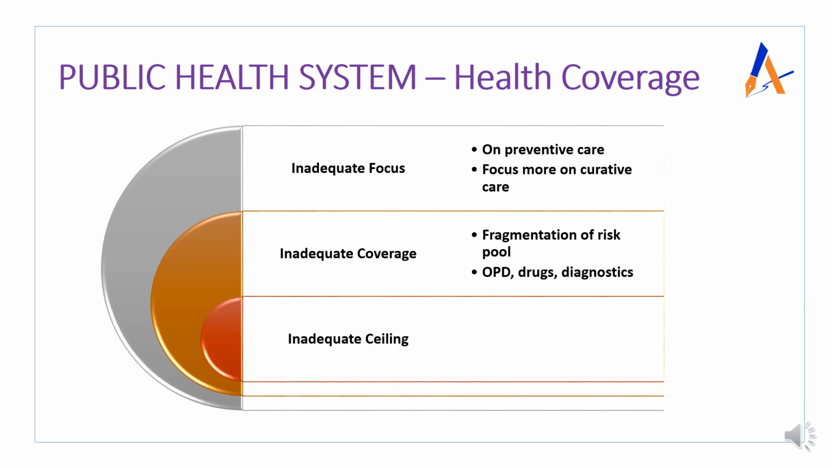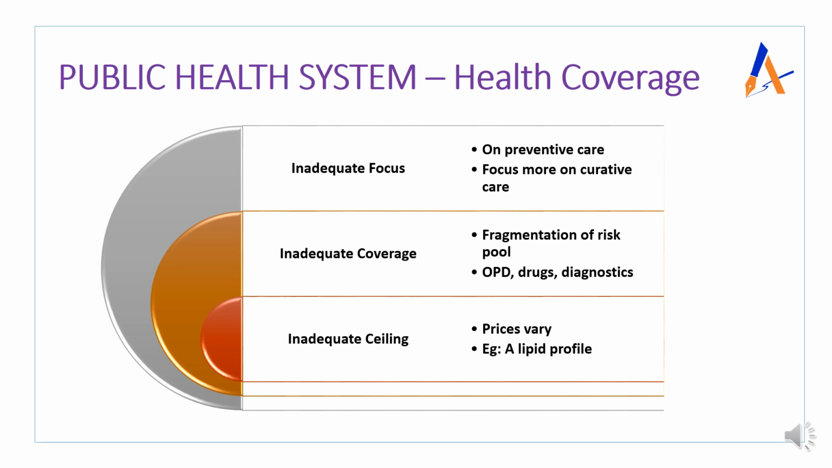Inadequate ceiling. So we have RSBY, that is Rashtriya Swasthya Bima Yojana. Under that, inadequate ceiling is there. If we talk about prices, the diagnostic test cost can vary widely across the country. For example, the lipid profile in some areas can cost you 90 rupees, and it can vary up to 7,000 rupees in others. So this inadequate ceiling is there, which is leading to price variation also. So these are the problems related to health coverage.